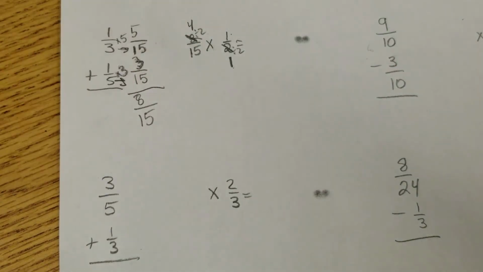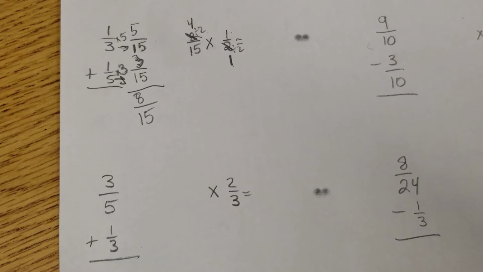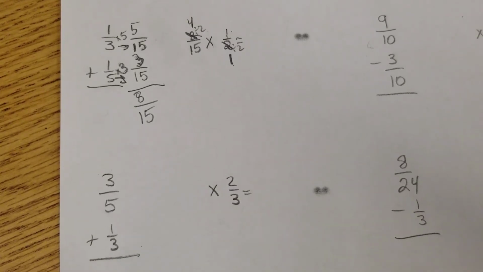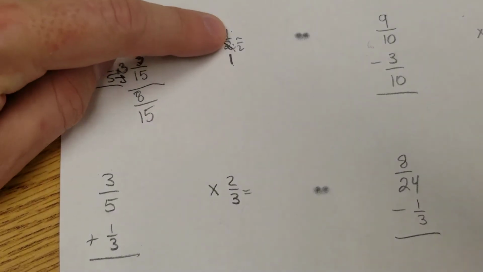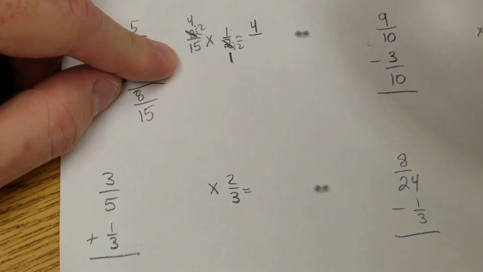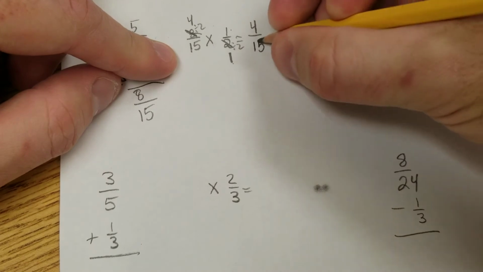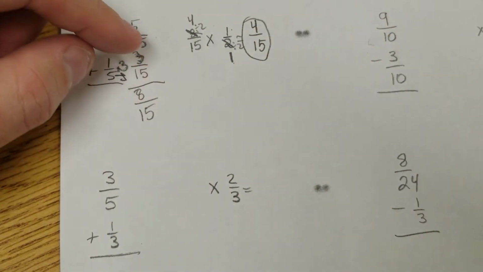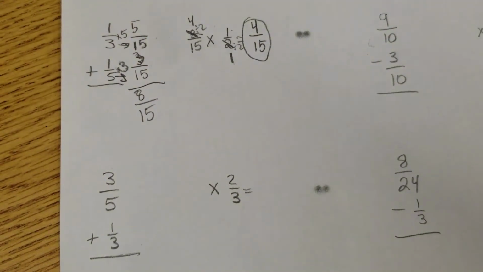Now that we've simplified it, we just multiply our new tops times the top and our bottom times our new bottom. So our top is 4 times 1, which is 4, and our bottom is 15 times 1, which is 15. So our final answer for number 25 is 4/15ths.